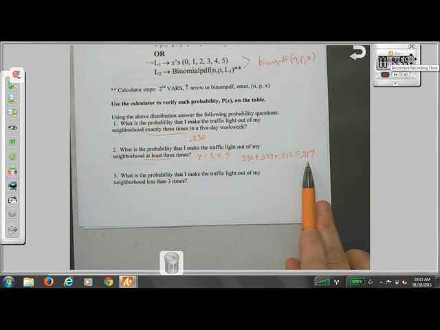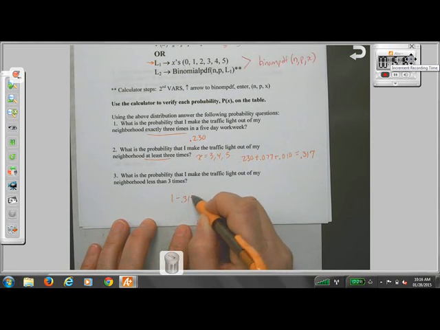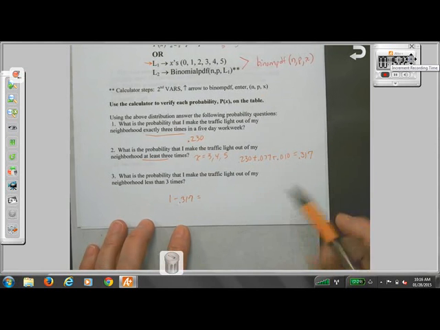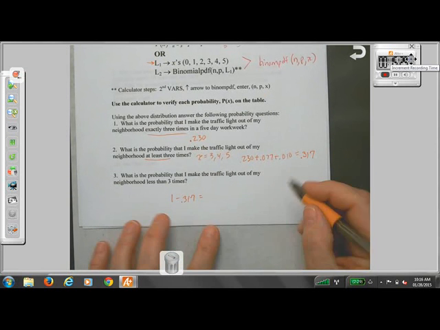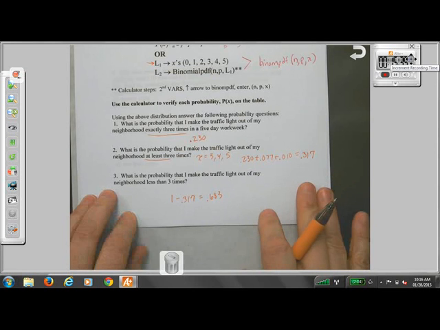And then less than 3 times. Less than 3 times is 0, 1, 2. Hey, what's an easier way I could do that? 1 minus the 0.317. I just did 3, 4, 5. So the complement of 0.317 is going to be 0, 1, 2. So 0.683. So understanding that whole idea that the table adds up to be 1, and what you need to put together, what you could subtract from, can make the whole process a lot easier.